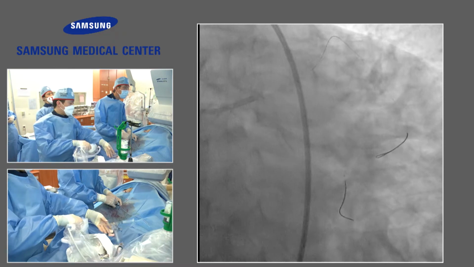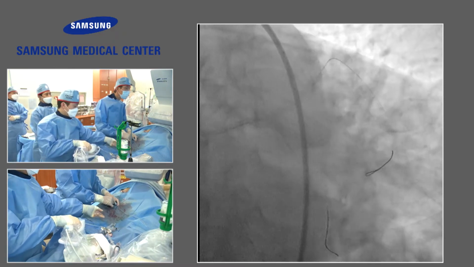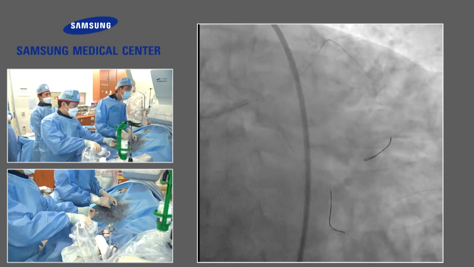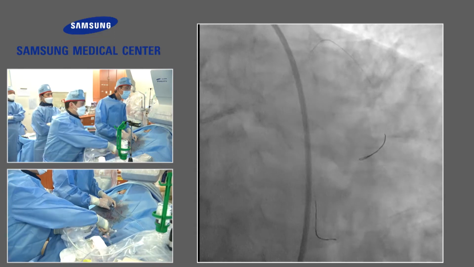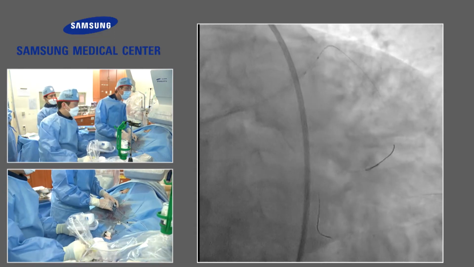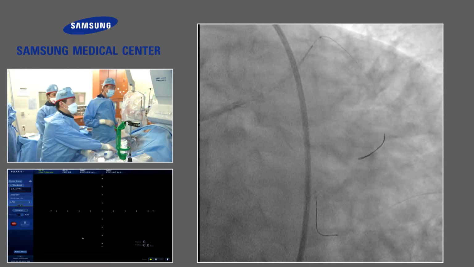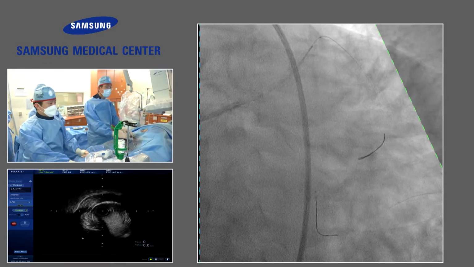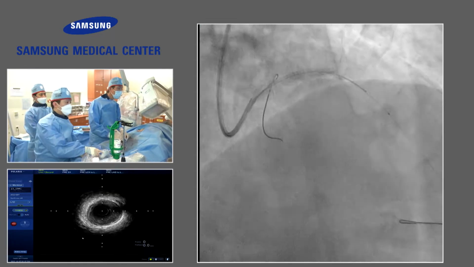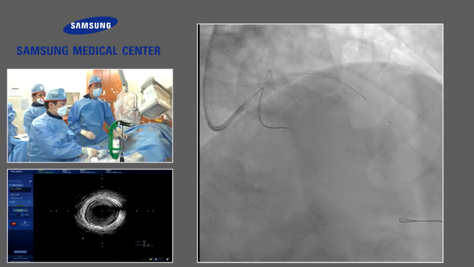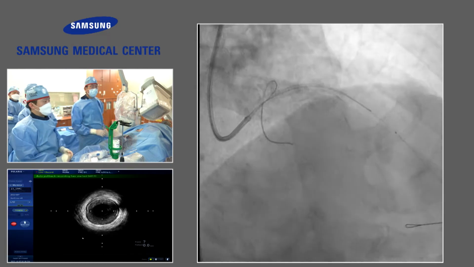From the mid LAD. I want to know what the minimal lumen size and minimum stent area are at the mid LAD. Okay, I'm doing that. Pull back.